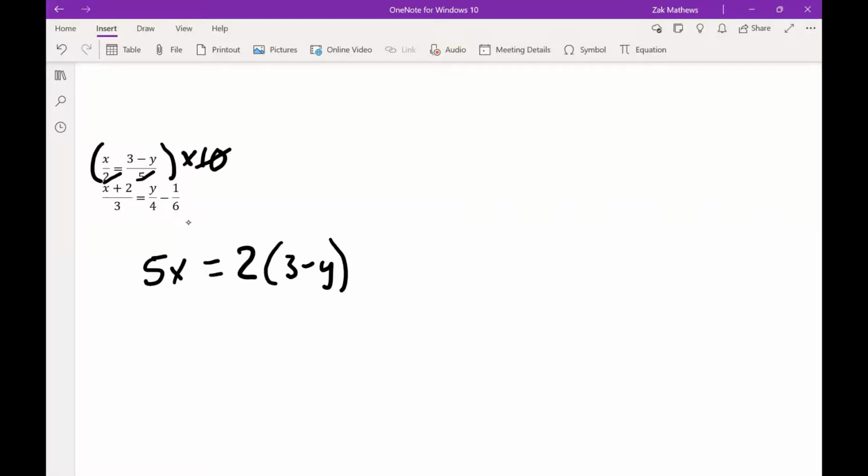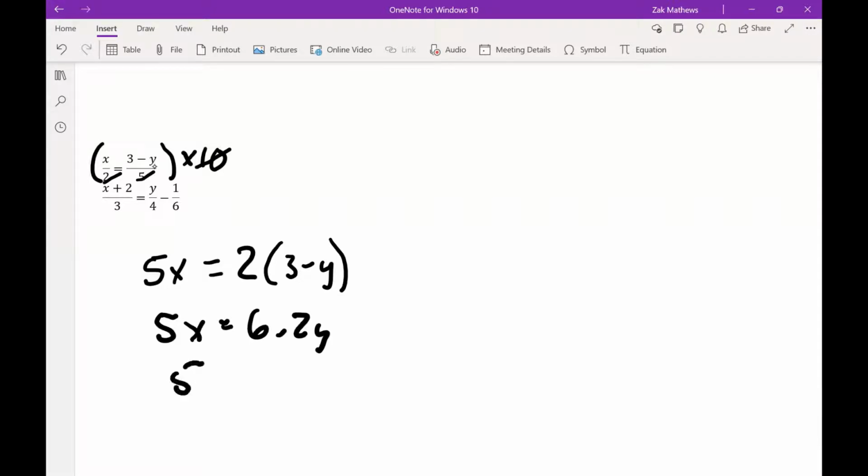The 3 minus y, I'm going to have to distribute that 2 to both terms. That 5 is being applied to both 3 minus y. I'm multiplying 10 to everything. So once I cancel that 2 that's left over, I still have to distribute to both of those two terms. So let's go and do that. We'll get a 5x is equal to a 6 minus 2y.